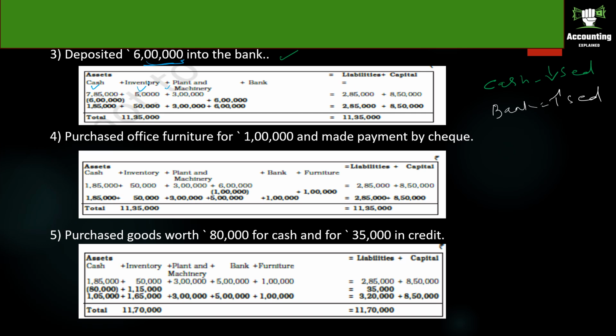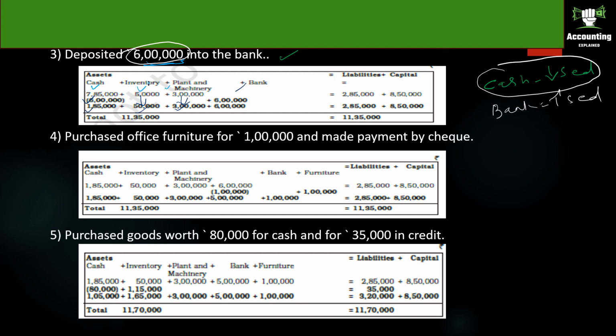When you deposit money, your cash is decreased. So decreased 6 lakhs from your cash. So you are decreasing 6 lakhs from your cash. So the cash balance now becomes 1,85,000. Next, inventory remains the same 50,000. Plant and machinery remains the same 3 lakhs.